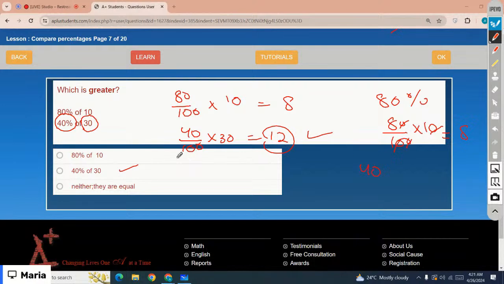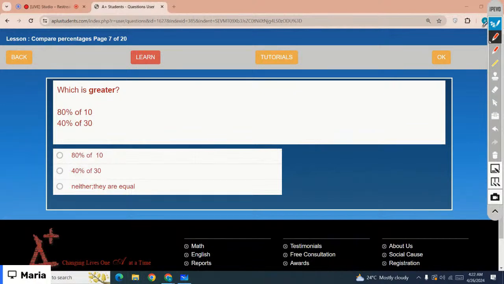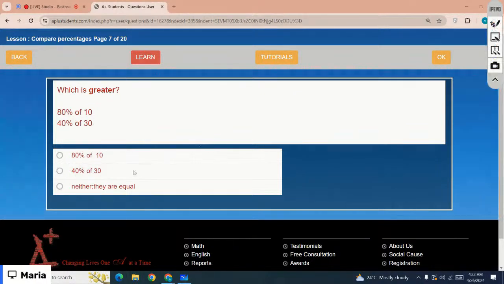40% means 40 out of 100, of what number? 30. That is 4 times 3 equals 12. So the second one is more, because this is greater and this is smaller than this one. So the correct option is the second one, right? Okay, you can complete the lesson yourself later today. Let me just move on to the next lesson.